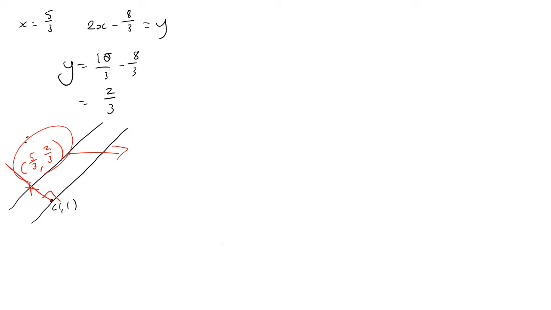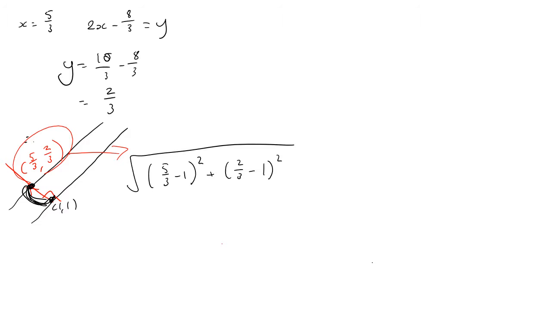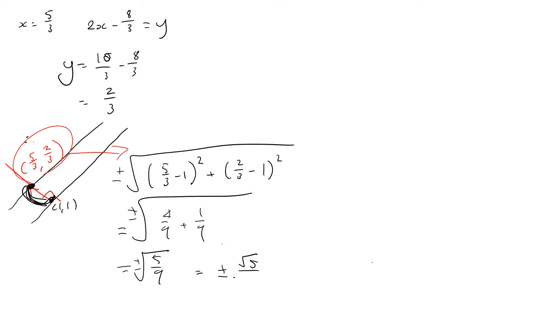What we're trying to do here is use the distance formula to find the distance from this point to this point. So I'm trying to find this. So using the distance formula, you get square root of (5 on 3 minus 1) squared plus (2 on 3 minus 1) squared. So that's equal to 4 on 9 plus 1 on 9, square root of 5 on 9, which is equal to the square root of 5 on 9.